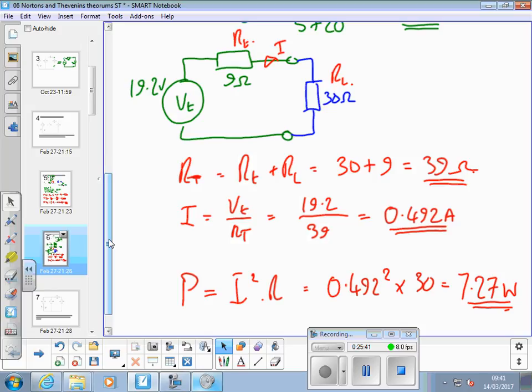V squared. Use I. Still get the right answer, and you'll be doing extra work.